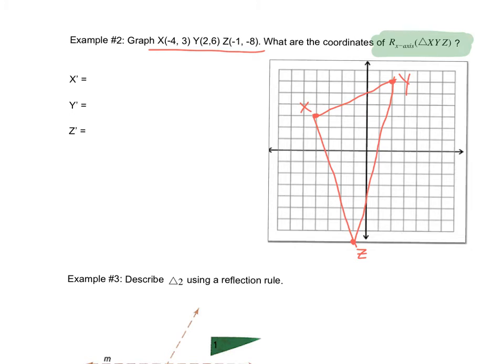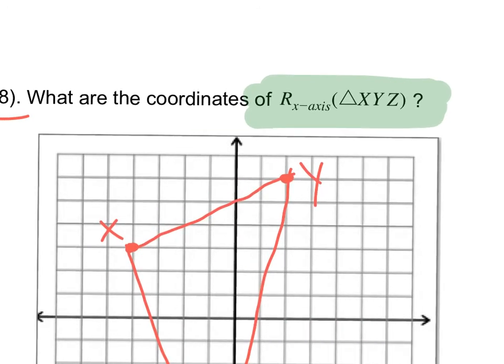The reflection is over that line. So you're saying it's a reflection over the x-axis of triangle XYZ. Now, I love it when they say x-axis, but sometimes they won't. Sometimes they will call the x-axis an equation of a line instead. Just keep in mind the x-axis is actually the line y equals 0, right?